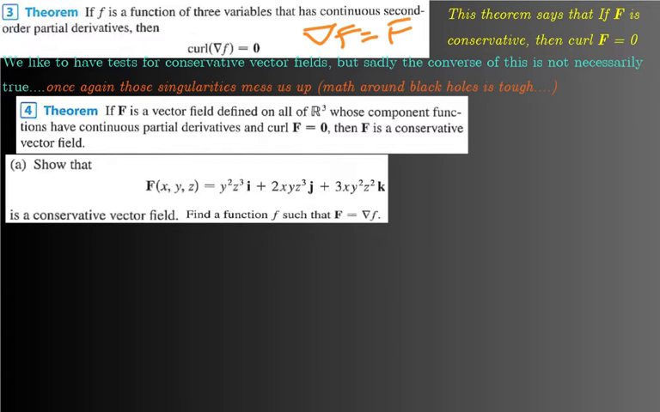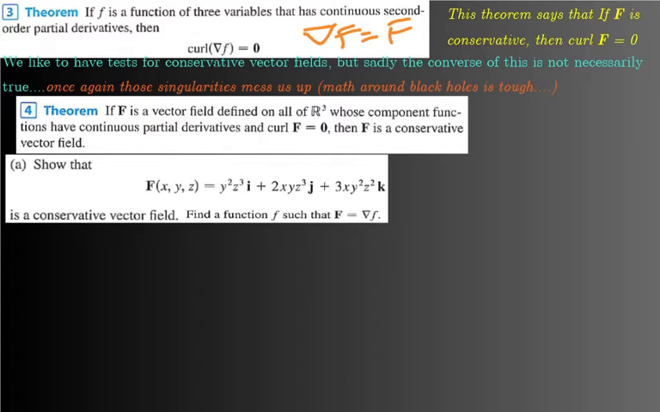But it's another one of these situations where you need to not have weird singularities. We saw some fields that are undefined at the origin or something like that. You could have a field be undefined at certain spots, but basically if it's defined on all of R3 and the component functions all have continuous partial derivatives, and the curl of the field equals 0, then you get that F is conservative. So if it's a really nice field and it's well defined everywhere, then it's going to be conservative.